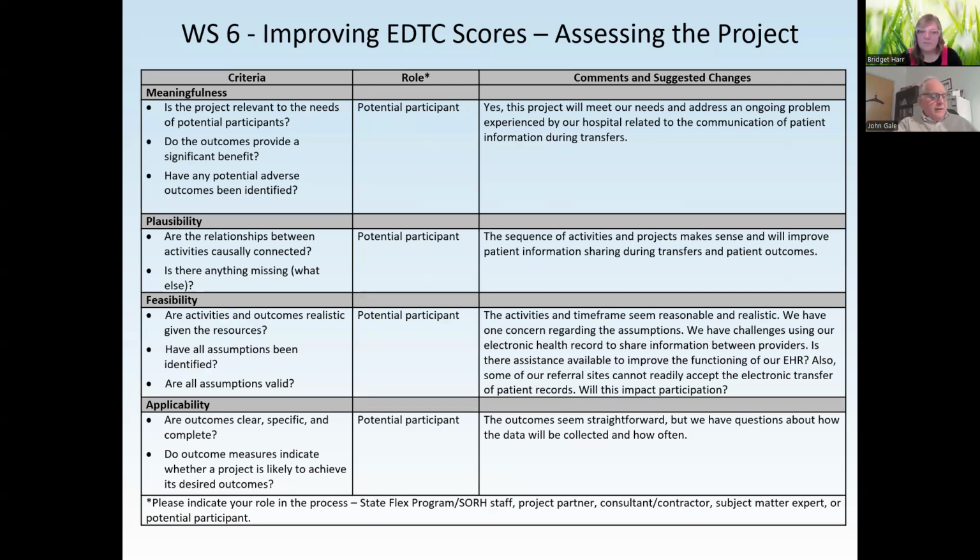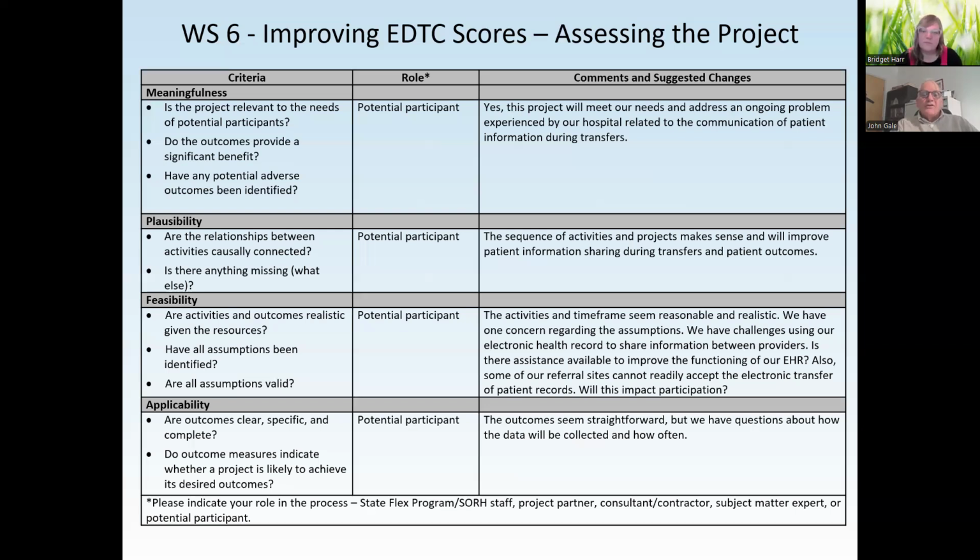Step 6, we're getting into where we assess the project as a whole. This is important, and this is probably something to do during the planning stage with your hospitals and stakeholders. So, meaningfulness: is it relevant to the needs of potential participants? I'm sure we can all come up with ideas, but do they resonate with the hospitals at a given moment? Do they provide a significant benefit? And have you looked at any potentially adverse outcomes? Every project has them.